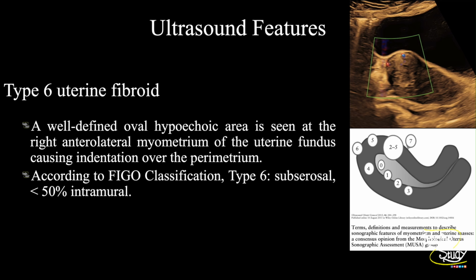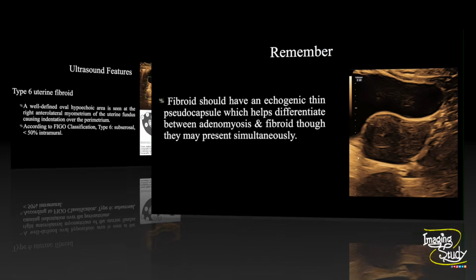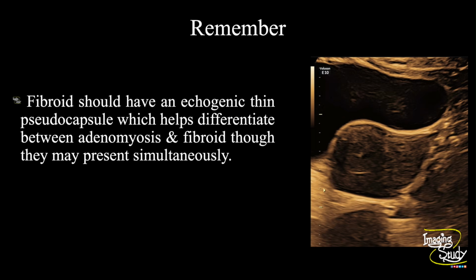So in summary, a well-defined oval hypoechoic area is seen at the right anterolateral myometrium of the fundus, causing indentation over the perimetrium. In our opinion, it is subserosal with less than 50% intramural component. So according to FIGO classification, we want to say it as a type 6 uterine fibroid. Now the take-home message: fibroid should have an echogenic thin pseudocapsule which helps differentiate between adenomyosis and fibroid, though they may present simultaneously.